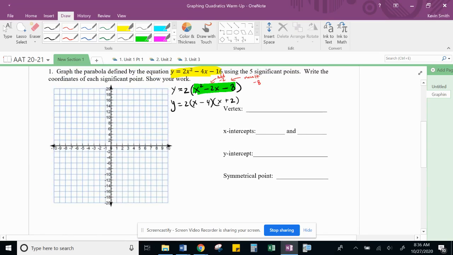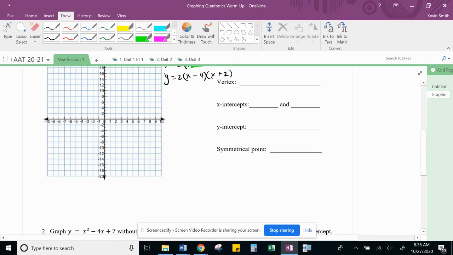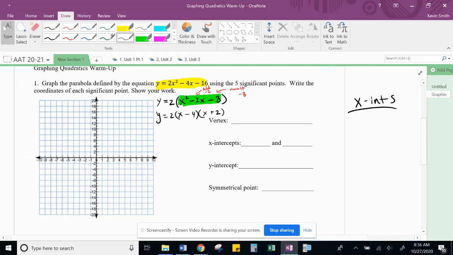First thing I like to do when I get it in factored form, I like to find the x-intercepts. So I'm going to go ahead and do that. So for the x-intercepts, that is when our graph will cross the x-axis. It'll occur when y is equal to 0, right? It has to be when y is equal to 0. So we will go ahead and plug 0 in for y.